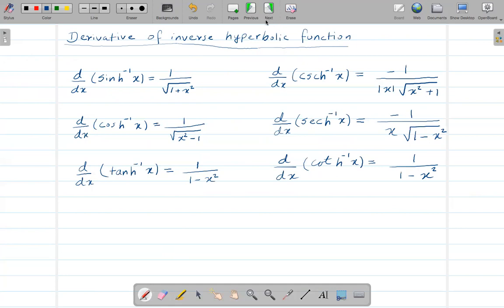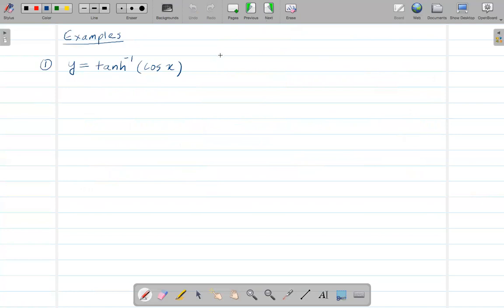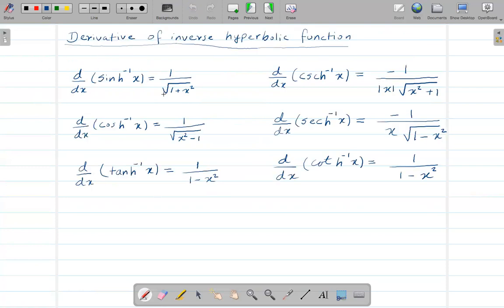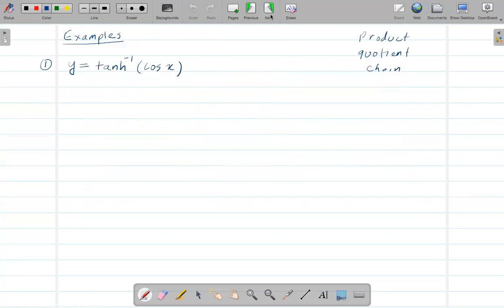Here I'll be just doing one example. The reason I'm not doing lots of examples is that the technique is going to be similar to the product rule, quotient rule, and chain rule. It's just that now we have new formulas. We just have to apply this formula. That's it. The technique is similar to what we have already learned in chapter 2.